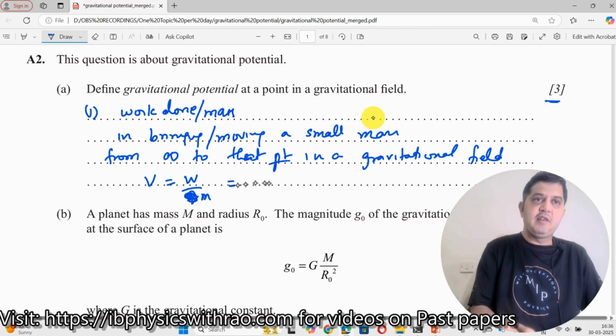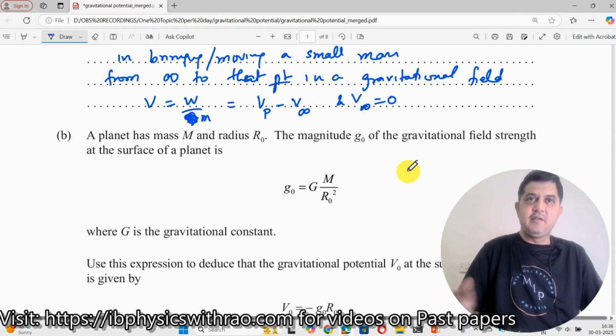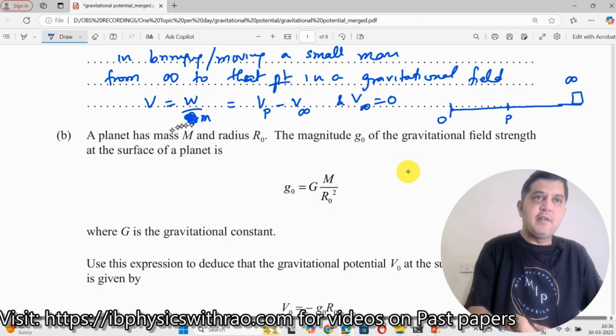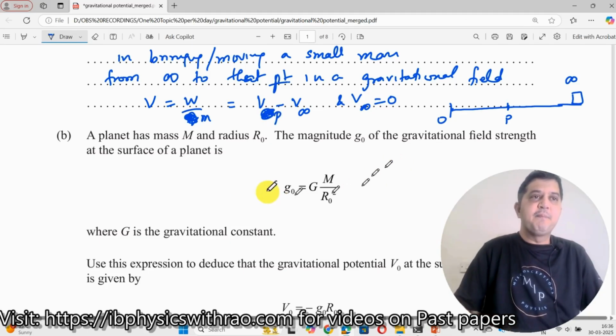If you still want, you can write this as V final or Vp minus V infinity, and you can say V infinity is equal to 0. You can draw a diagram if you want. It's always better. So this is your point P. This is your small mass M. This is your infinity, your origin here. You have brought the mass from here to here. I'm sorry, this will be Vp minus V infinity. Exactly. Right. Next question.